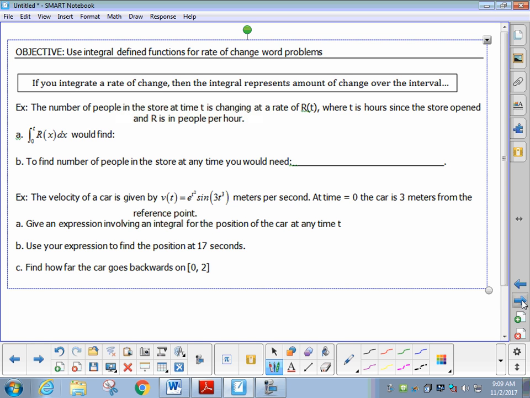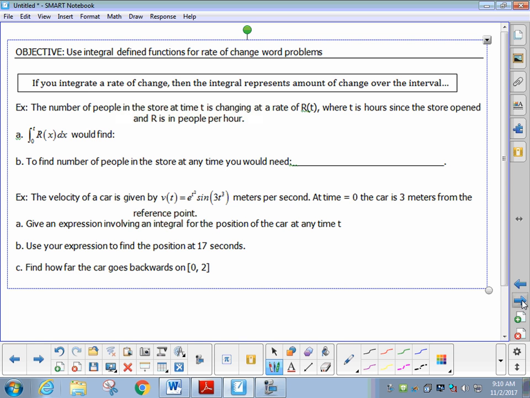Calculus part 2, as applied to change, accumulation of change. Some books might call this total change word problems or net change word problems. But gosh, this is some of the coolest stuff in practice. If you integrate a rate of change, you're getting an amount of change. I will explain in a second here. Say I gave you that the number of people in the store at some time is changing at a rate of R of t, where t is in hours since the store opened and R is in people per hour.